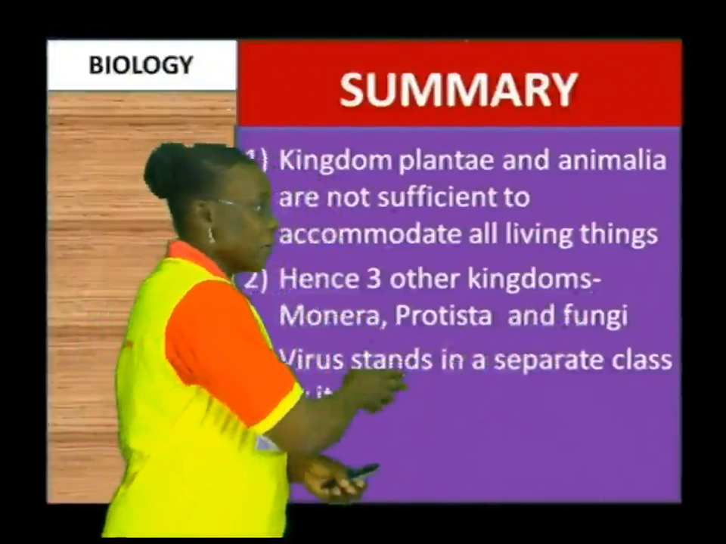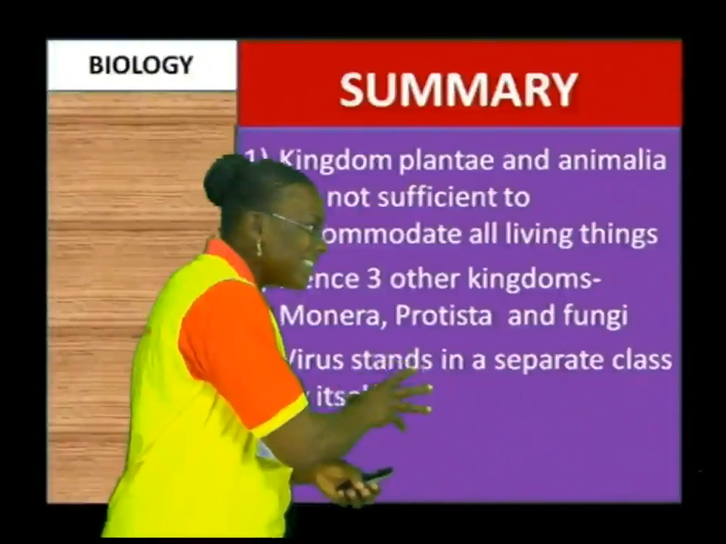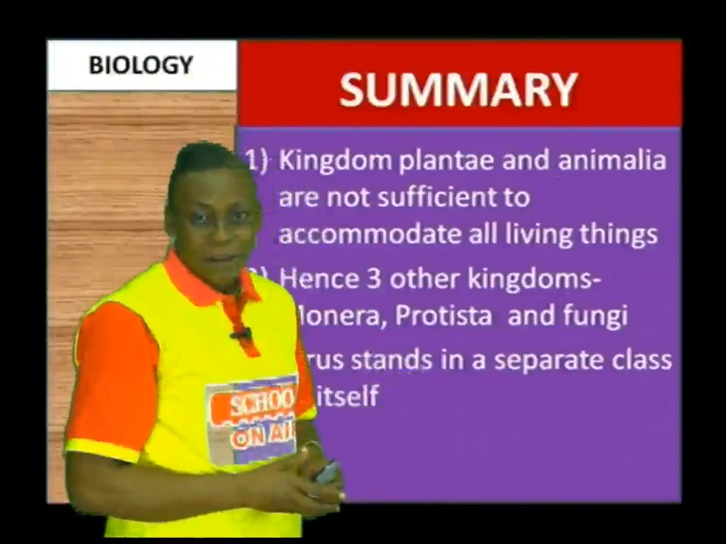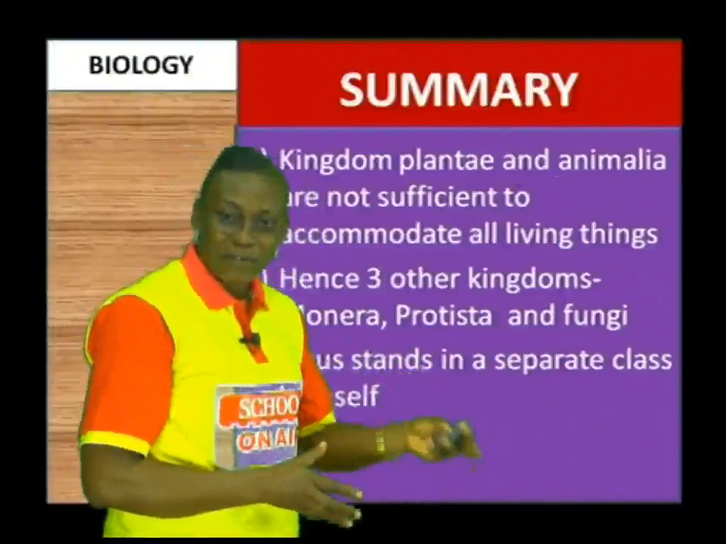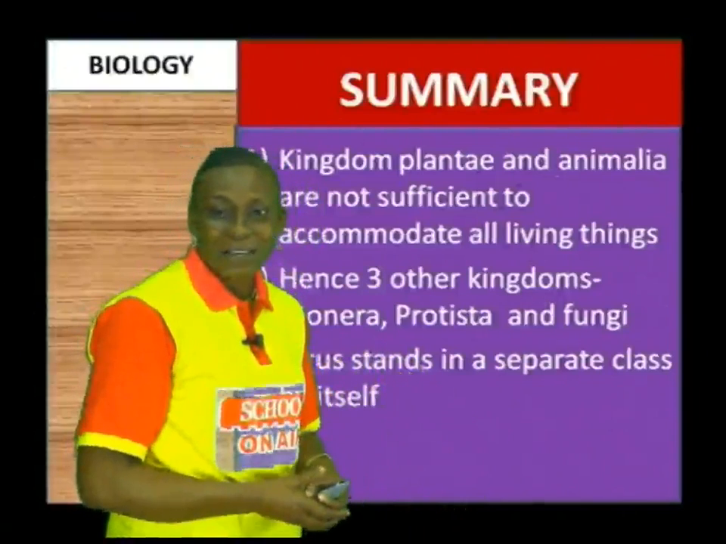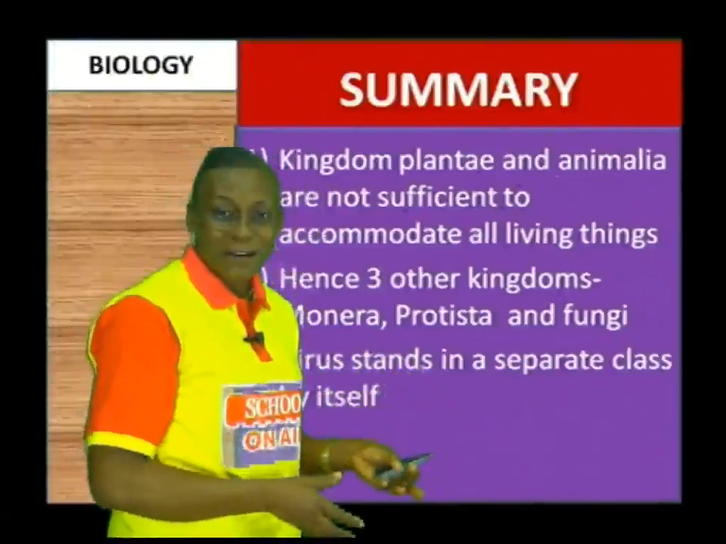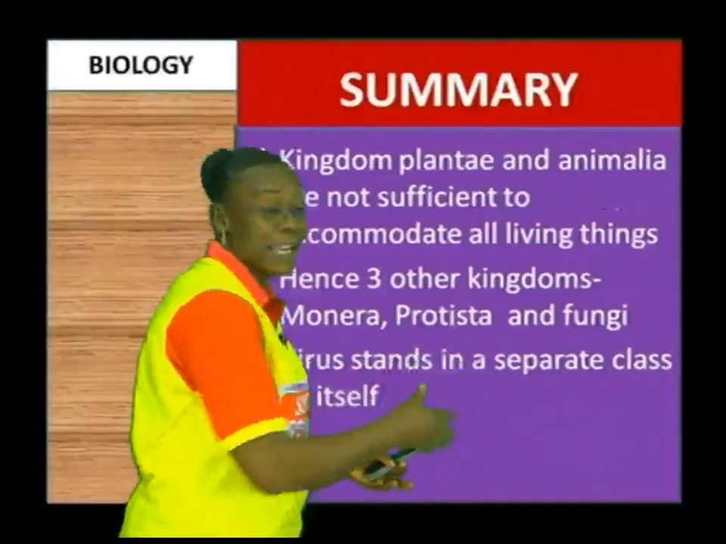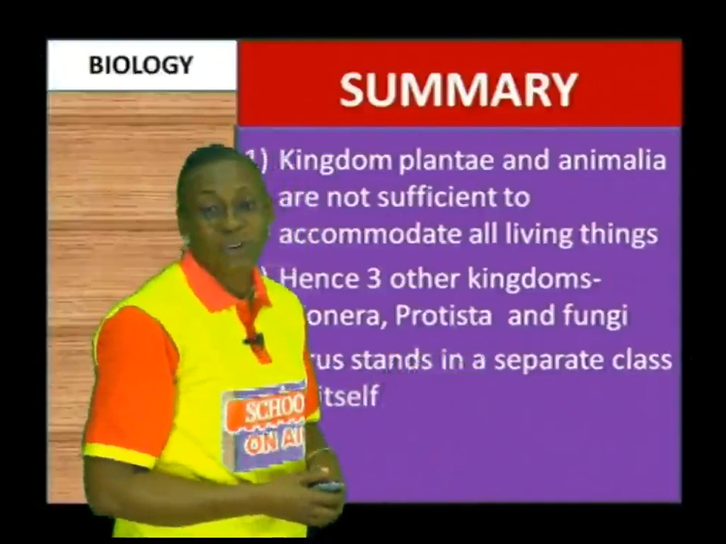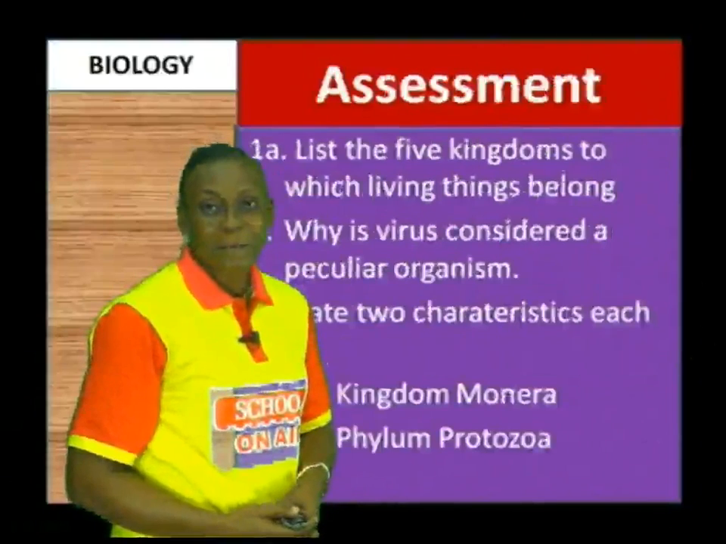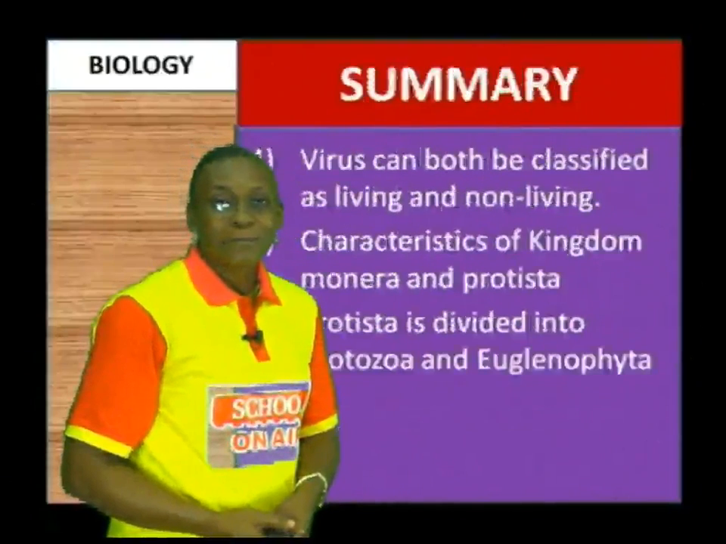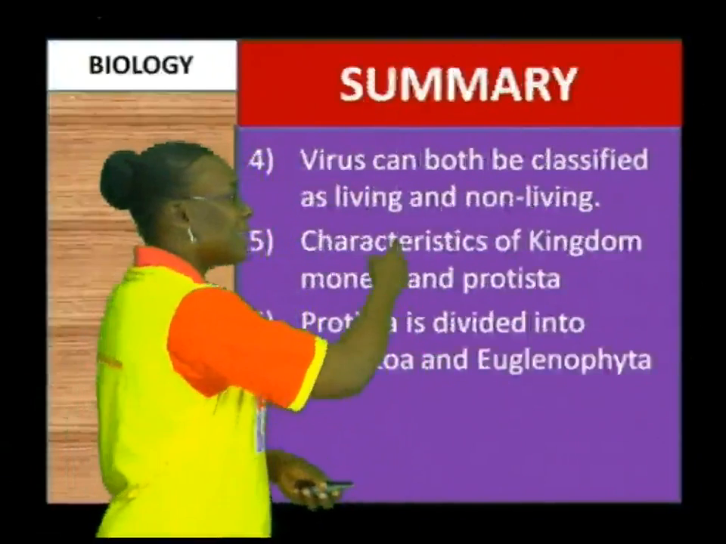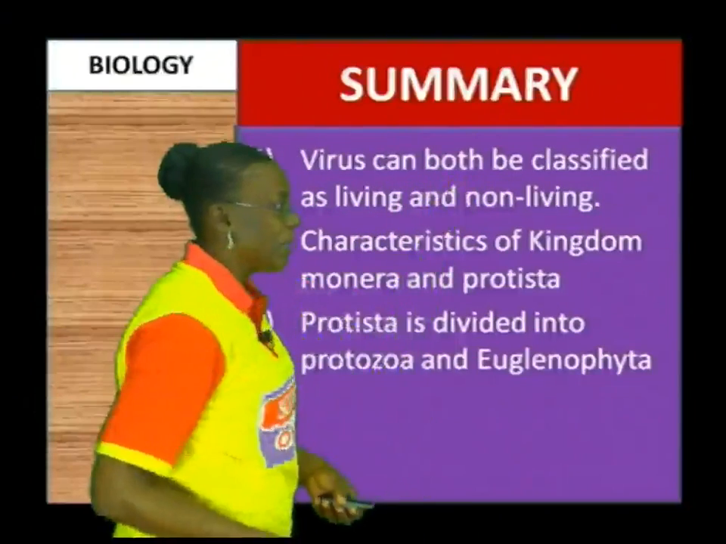Now, we have the virus, which stands in a class by itself. You can either consider a virus to be a living thing, or you can say it's a non-living thing. And like we said, a virus replicates. That's the only form of reproduction that it does. It replicates. Then we can see that a virus can be classified as both living and non-living thing.